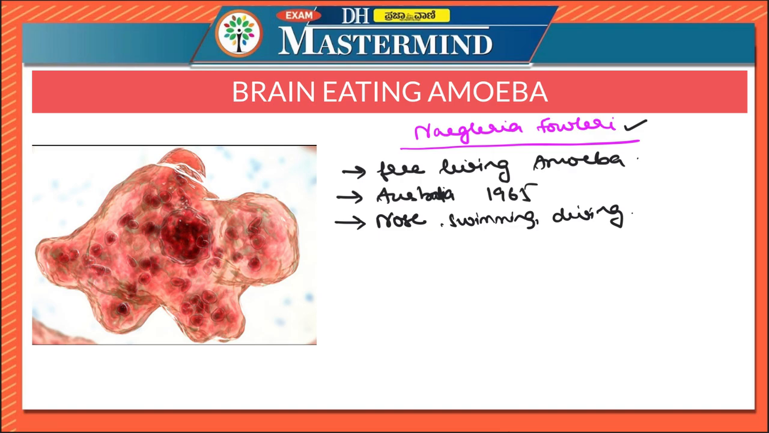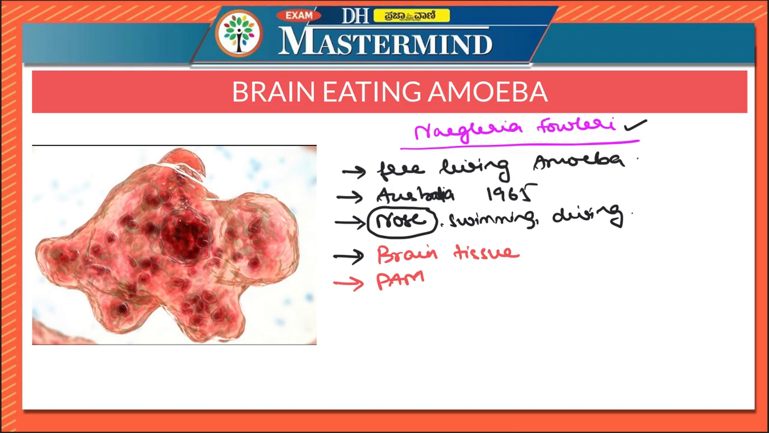The amoeba travels through the nose. Please remember, it travels through the nose to the brain. It uses the nasal passage as the channel to travel to the brain. And when it reaches the brain, it starts destroying the brain tissue, and it causes a devastating or fatal infection called PAM. Please remember, PAM.